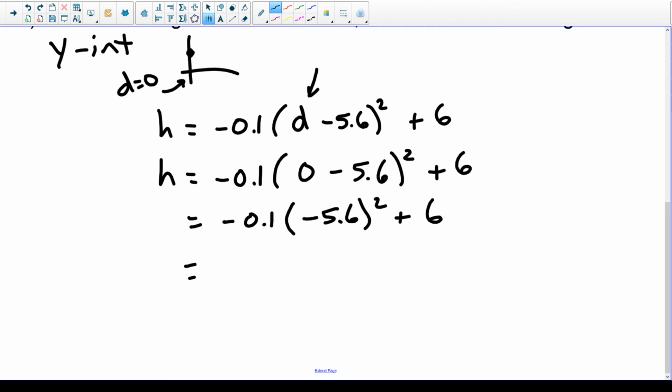times bracket negative 5.6 bracket squared plus 6. And that's height. That height is 2.86 meters. Now, if anybody knows football and you're thinking of a kicker on the field, this is not a kicker on the field, okay? This is somebody playing with a friend off of the edge of a hill.